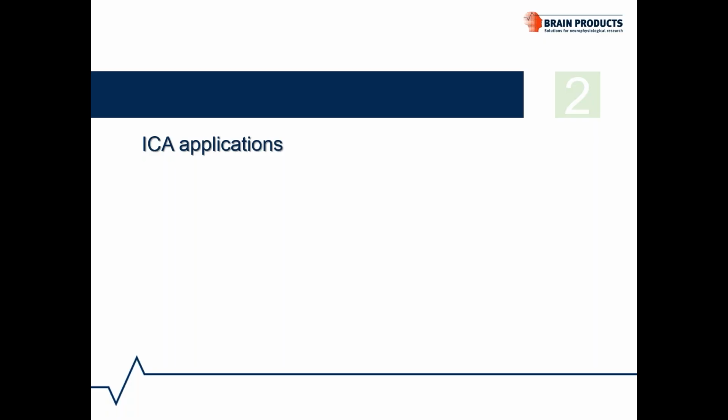And now we come to our second part, which is applying ICA. In this part, we will check in Analyzer what the available options are and what they exactly mean, given what we just learned in the theoretical part.